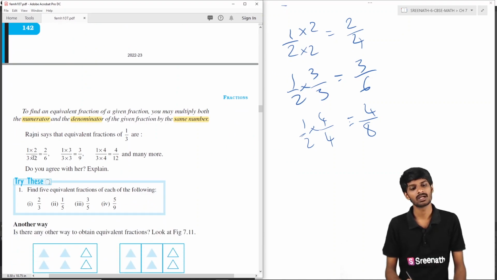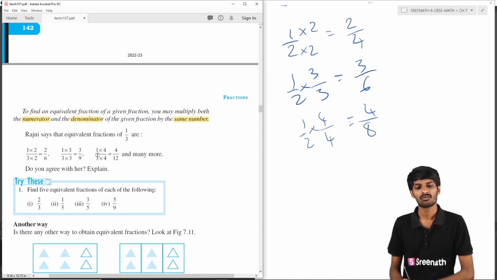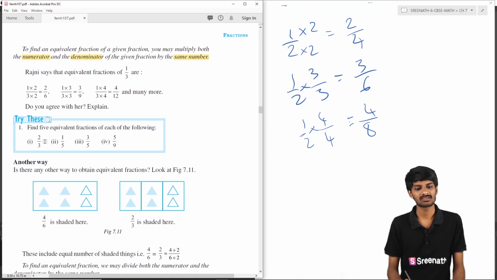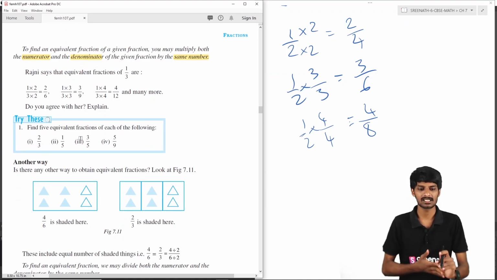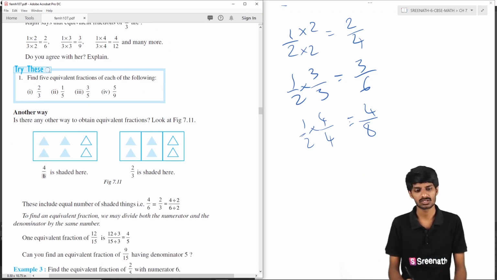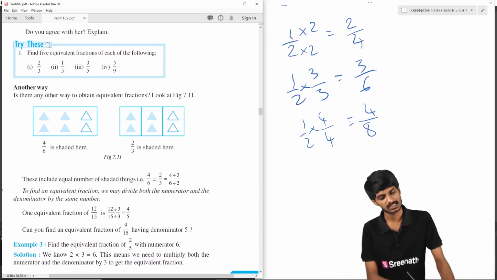So 1 by 3 into 2 by 2 equals 2 by 6, 1 by 3 into 3 by 3, 1 by 3 into 4 by 4, like that. So here is an activity you can do, students. Try these: write the equivalent fractions for 2 by 3, 1 by 5, all those things. Is there any other way to obtain equivalent fractions, students? Is there any other way?